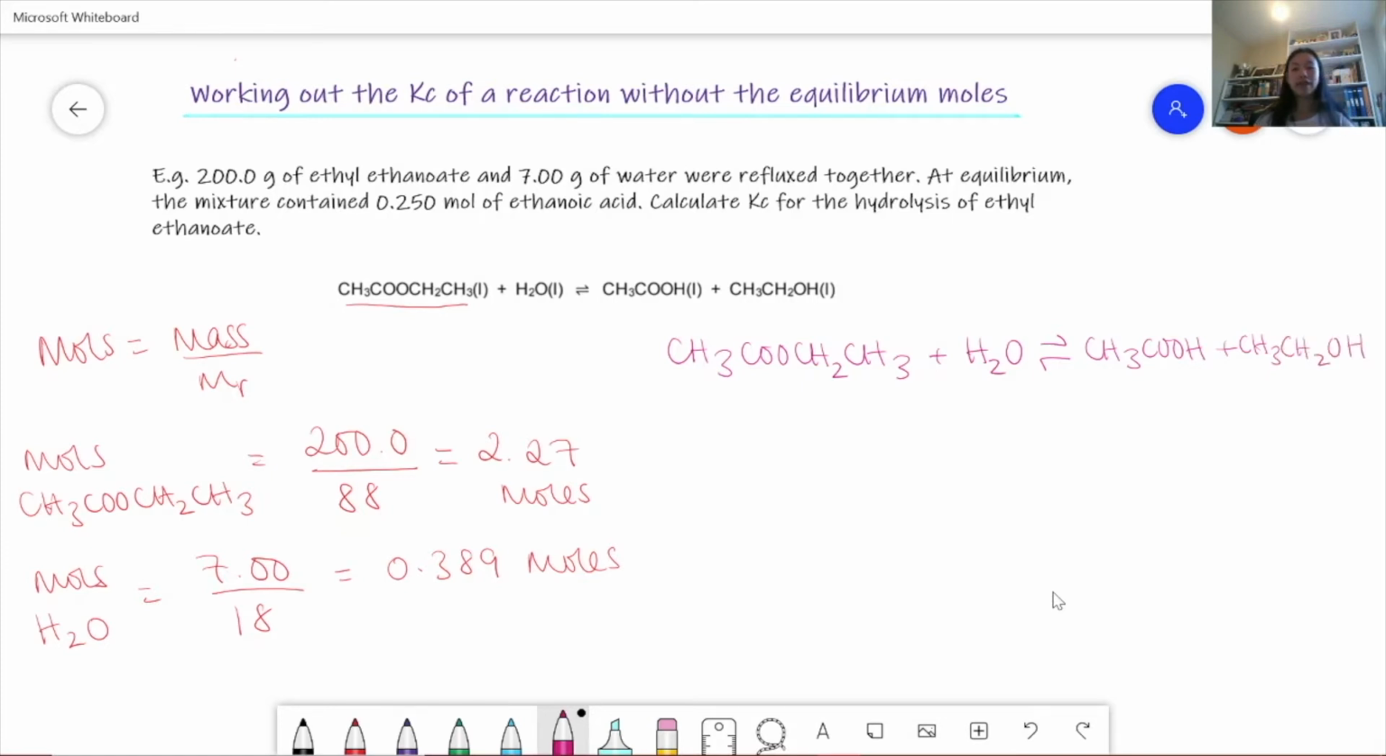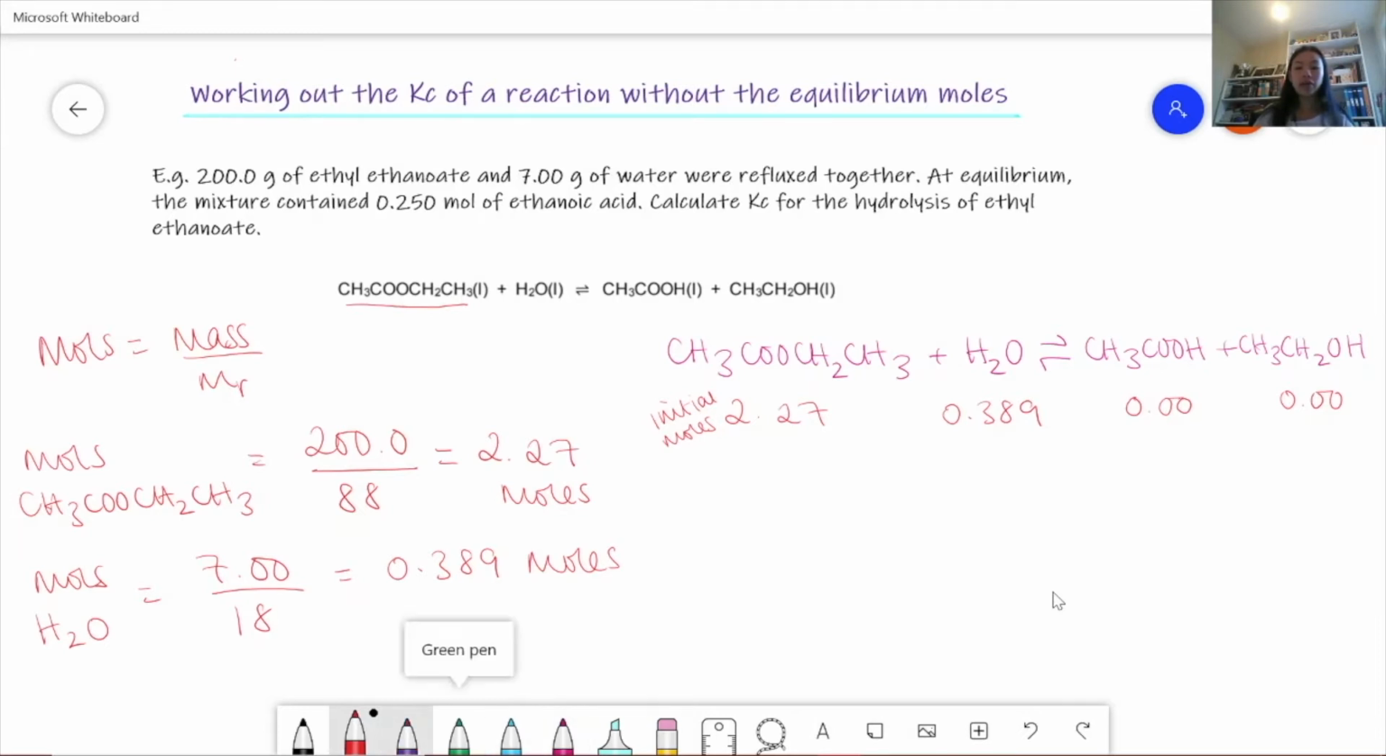And then we put in these moles. So we have 2.27 of this one and 0.389 of the water. So this is initial moles. And then we assume that we have 0 of these. Probably 3 significant figures because everything else looks like it's in 3 significant figures.